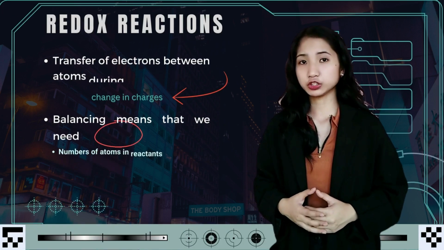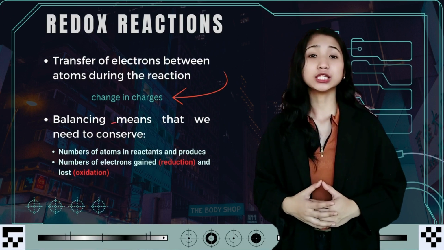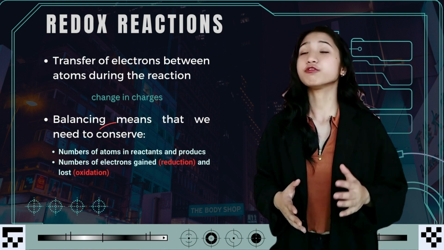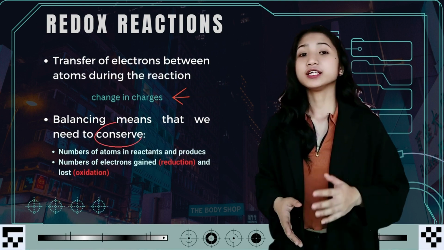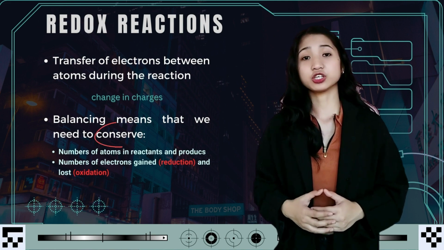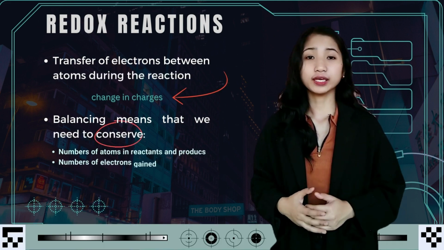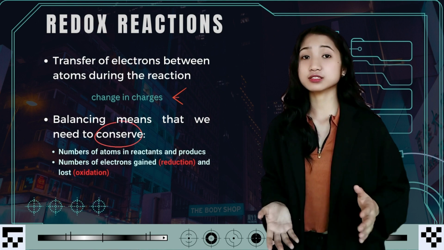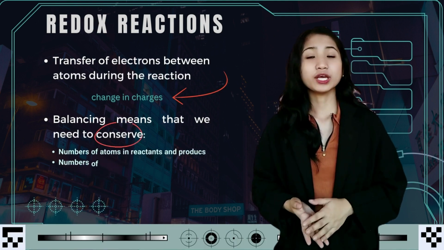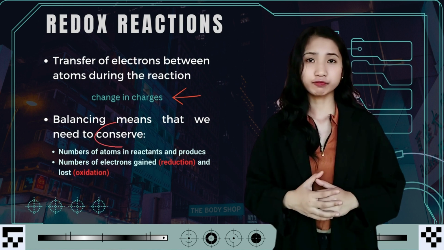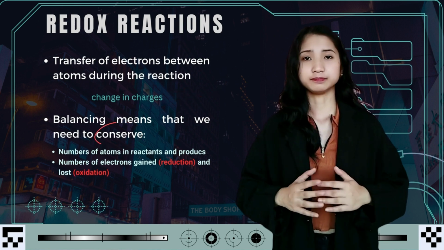What's new in redox reactions is that we also need to balance the number of electrons gained during the reduction process and the number lost during the oxidation process. The number gained and the number lost must be the same from the very beginning to the end of the reaction, to ensure that no electrons have disappeared from our universe.